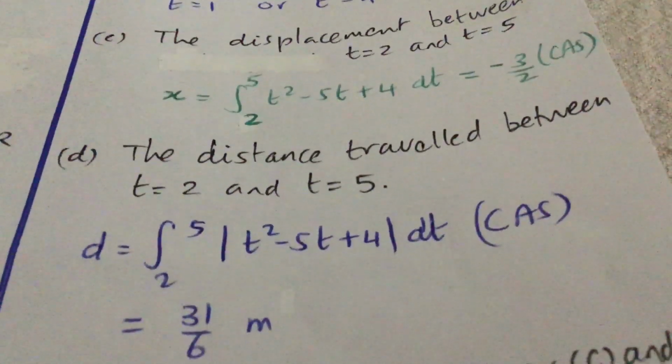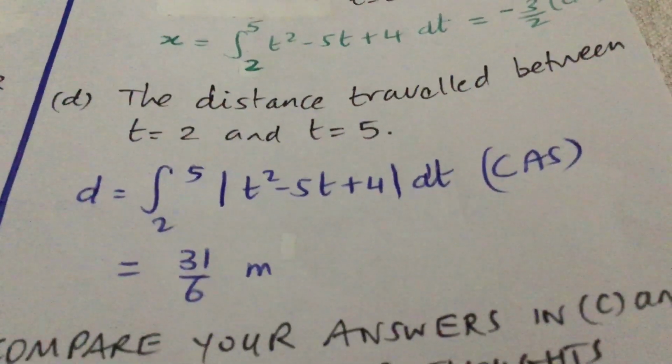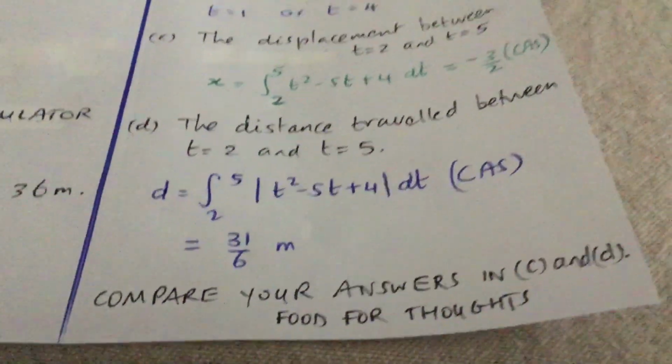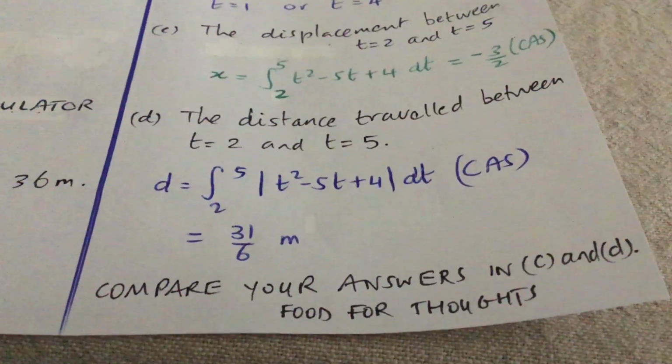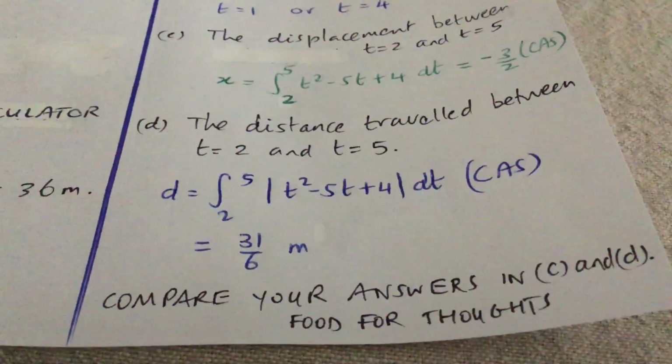So compare your answers in part C and D. They both travel between 2 and 5, but the answers are different. That's some food for thought.